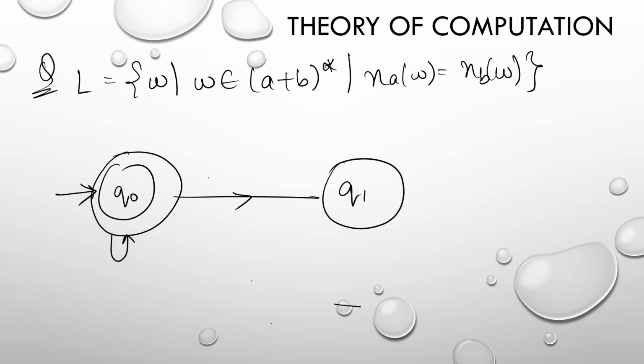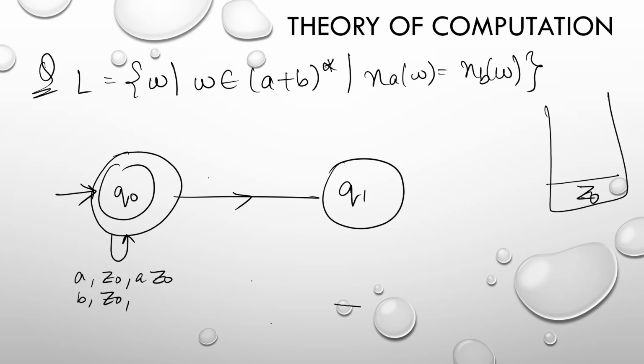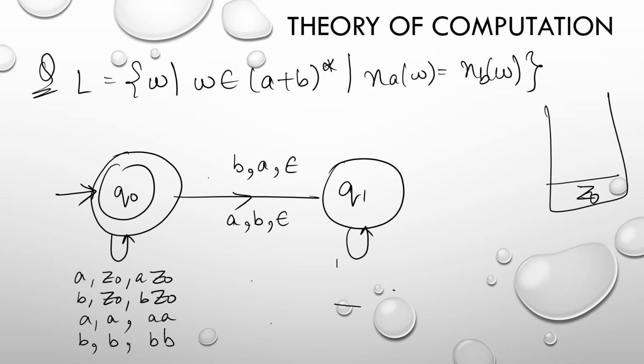Let's start writing. Stack, assume Z naught, and take any convention. Input A, stack Z naught, gives A Z naught. You get B, you have Z naught, you get B Z naught. You have A at top, then you give A. If you have input B and B at top, then give B. As soon as you get input B with A at top, pop. A as input, B at top, pop. Continue doing that.